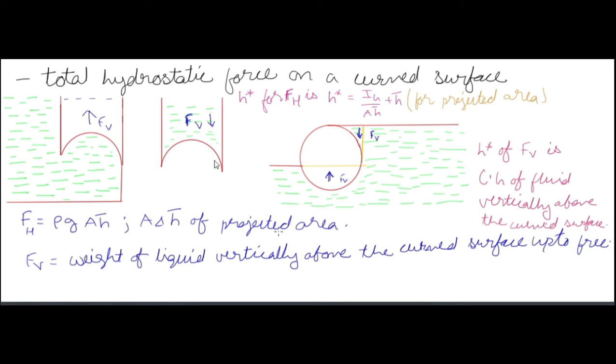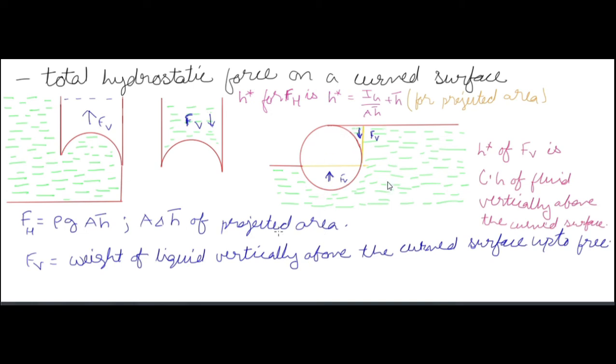Now in the third question, here liquid has been displaced in this part and liquid is acting downwards in this part. So FB is acting downwards here while FB is acting upwards here. And for that FH, FH is equal to rho g A h bar, where A and h bar are of the projected area. So suppose this is the projected area of this one.